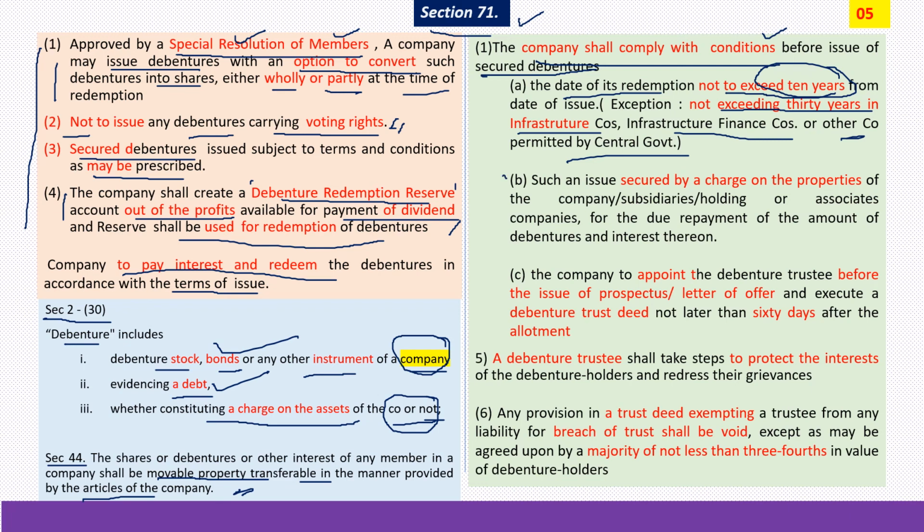Then second point, it says it has to be secured by a charge on the properties. And the property may belong to the company or to its subsidiary or to its holding or to its associate companies. But debenture should have a security. They are not naked debentures, they are secured debentures. Guarantee of payment.